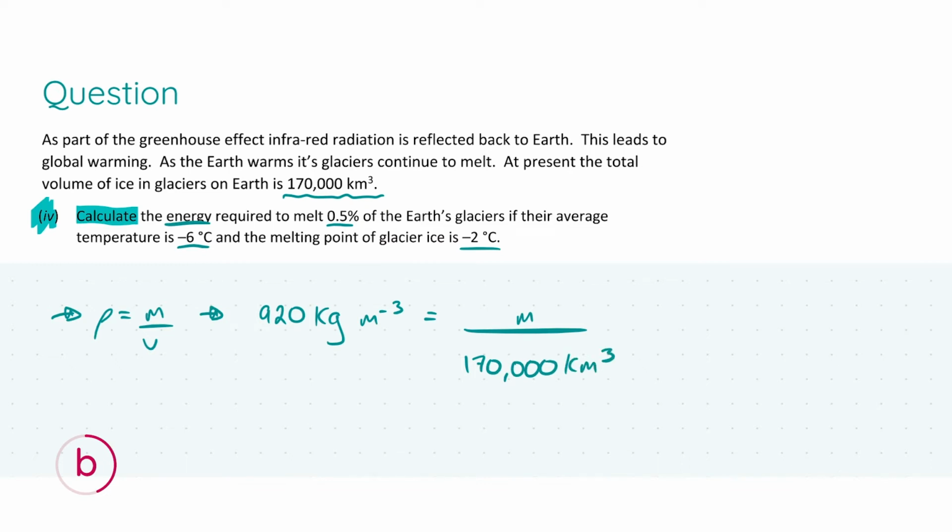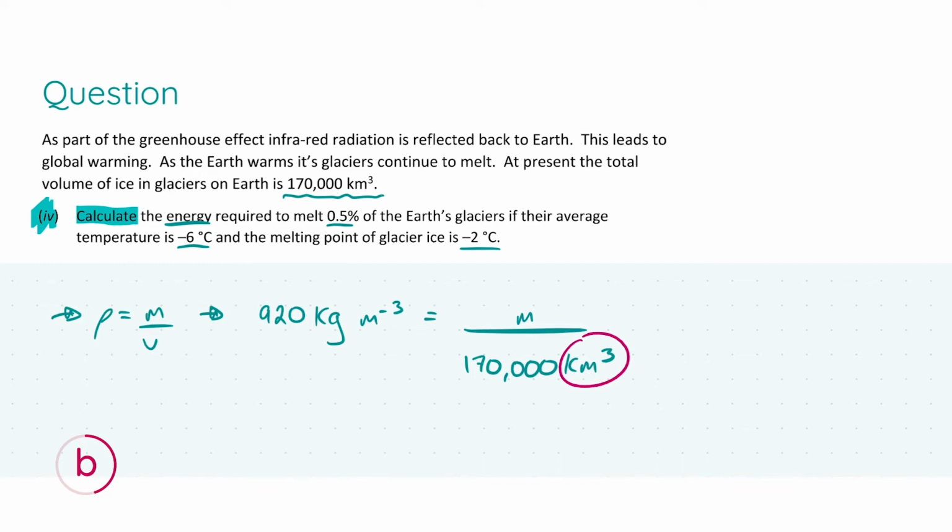Now, the first thing that should be setting off alarm bells here is this kilometers cubed. This is not the SI unit for volume. What we need to do here is convert this to our SI units in order to correctly use this formula. Now, you might be wondering, how do I convert this 170,000 kilometers cubed into meters cubed?